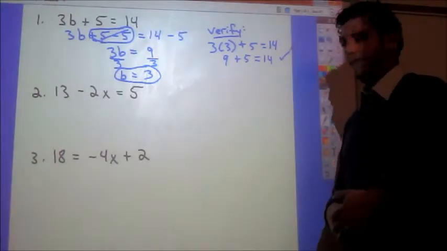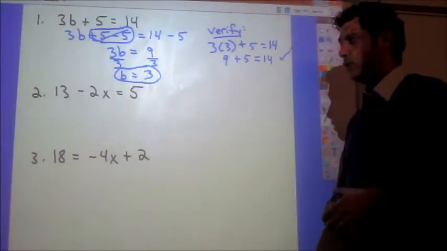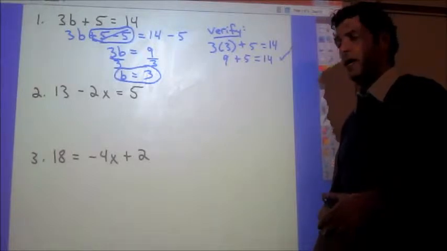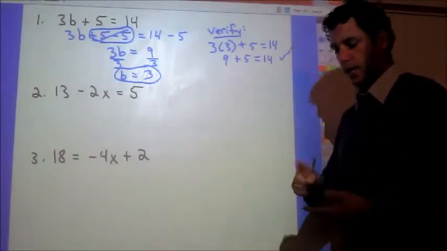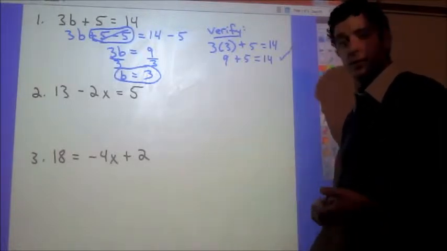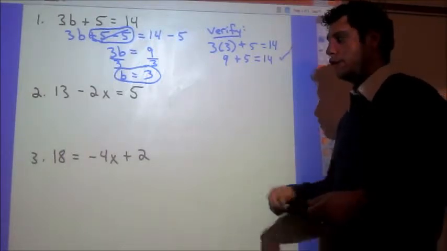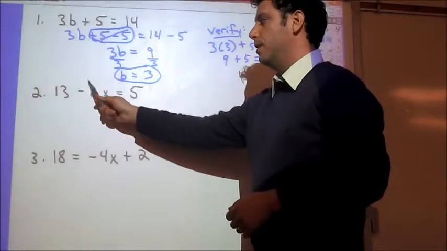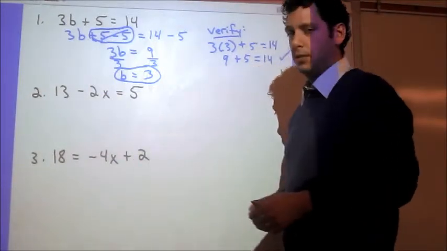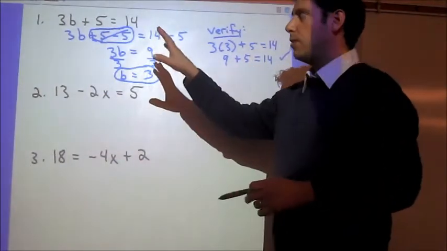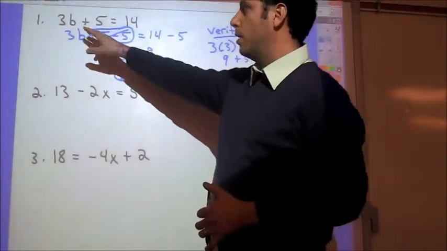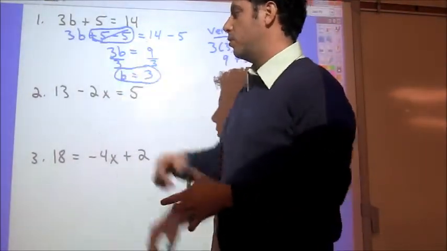How about the next problem? 13 minus 2x is equal to 5. And we solve this problem the same way. We want to isolate the variable term, in this case negative 2x. And then we're going to be dividing by the coefficient, this negative 2 here, to determine what x is. So remember I said that there were 2 ways to show this. One was horizontally like this. I'm going to show you the other way.